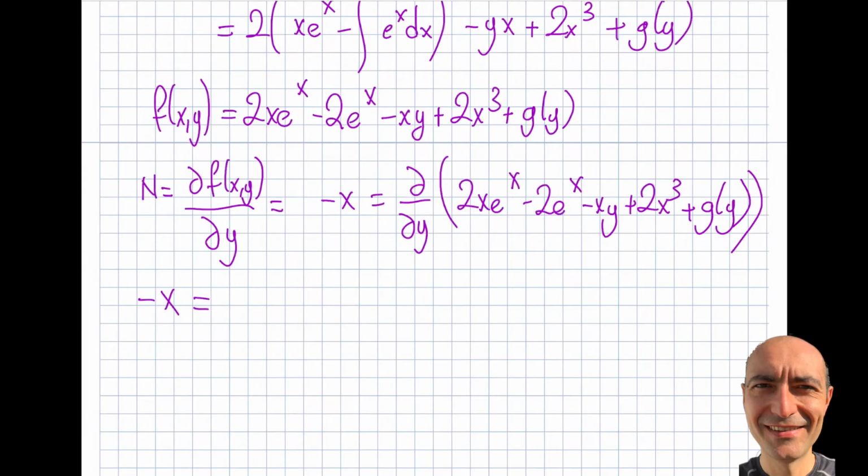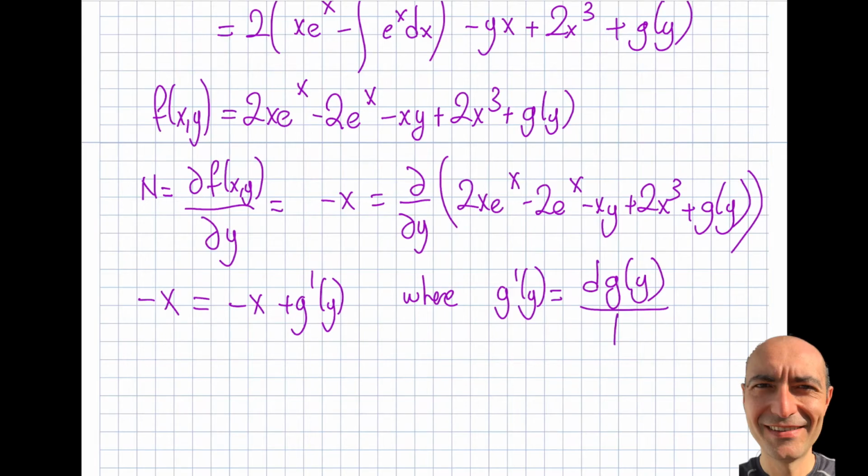Anyways, let's be serious. So there's no y here. There's no y here. So far so good. So these two terms dropped out. The third term becomes a minus x. You realize that, right? The fourth term doesn't have any y in it, so I'm good. The last term, I'm going to call this plus g prime of y, where g prime of y is equal to dg of y dy.